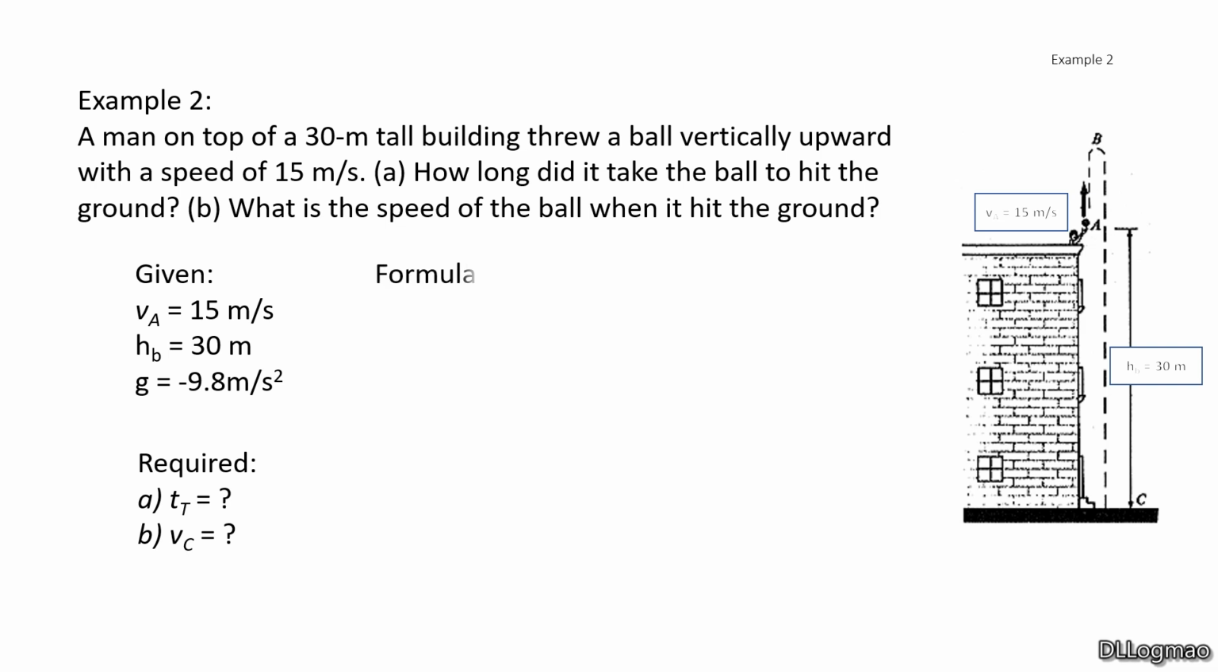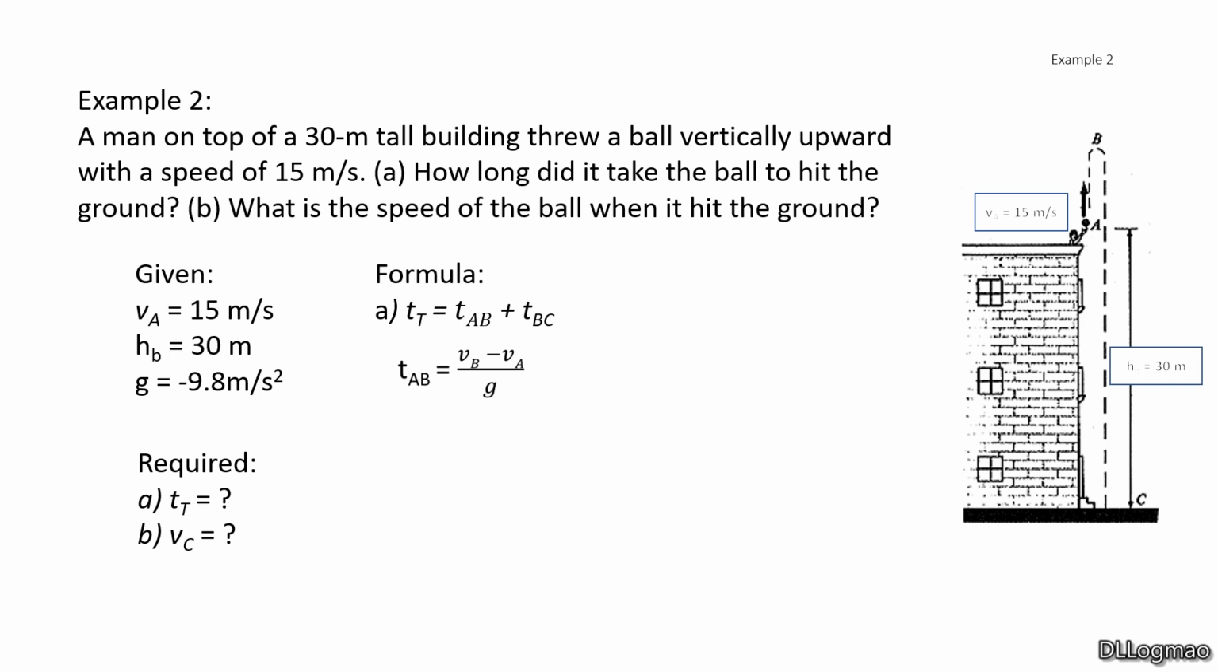The formulas to use in solving for the quantities required are: for the total time, T sub T is equal to T sub AB, the time for the ball to move from point A to point B, plus T sub BC, the time to travel from point B to C. But time sub AB and time sub BC are not given. These times can be solved.